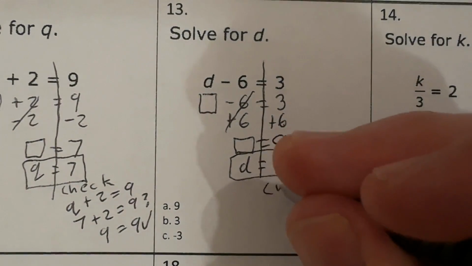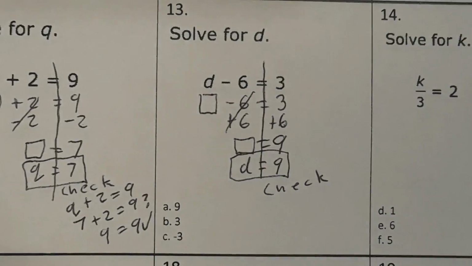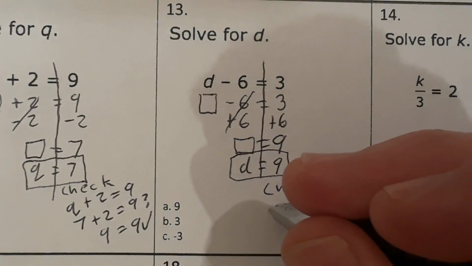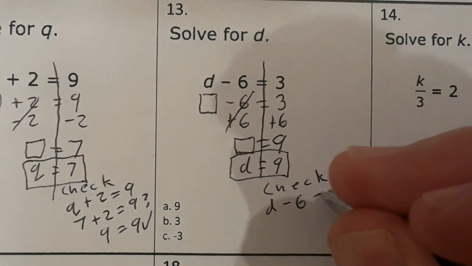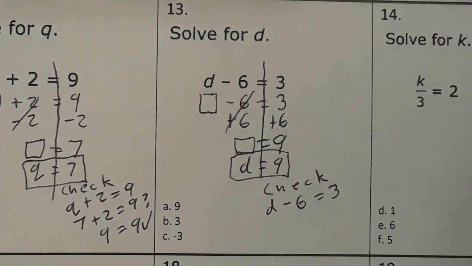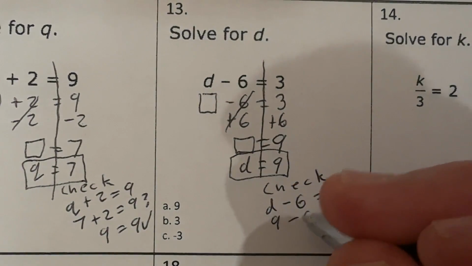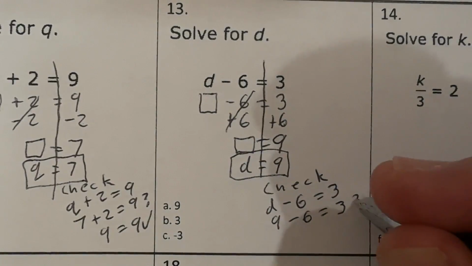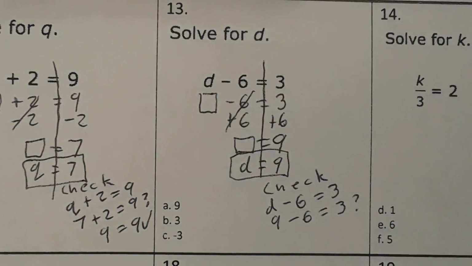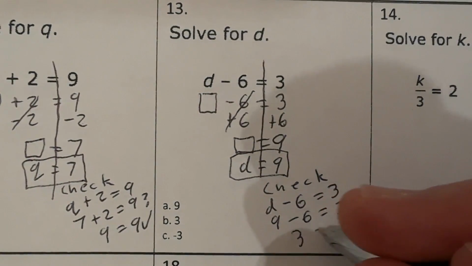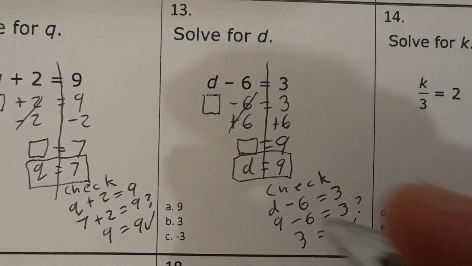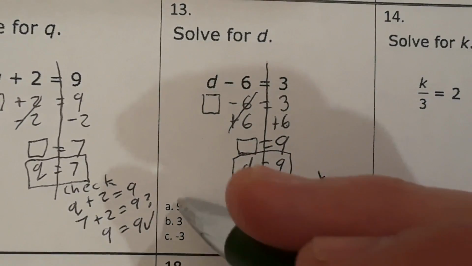All right, here comes the check. So check. D minus 6 equals 3. And D is 9, so 9 minus 6 should give you 3, question mark. And 9 minus 6, think to yourself, is 3. 3 equals 3. So check, D does equal 9.